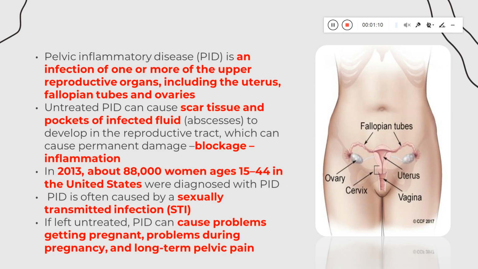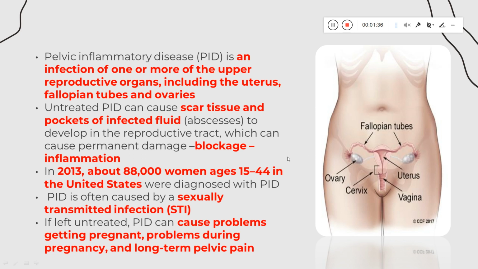Because of this, it can lead to blockage of the system. So there can be blockage in the fallopian tubes. There can be some pus formation in these areas, which can lead to issues. According to a little statistics, in 2013 itself, approximately 88,000 women in the age group of 15 to 44 were suffering from PID. This happened in the US. Similarly, it can happen anywhere, any place.